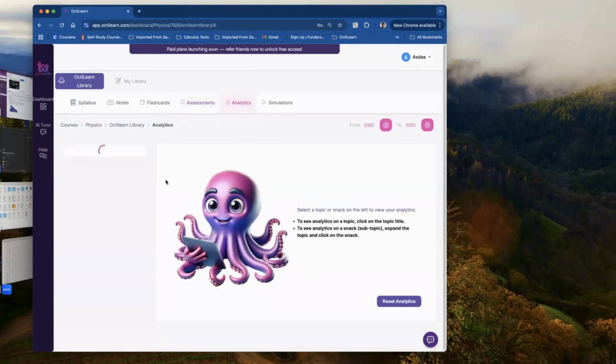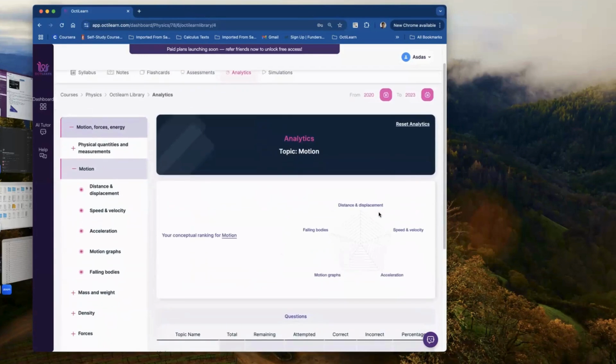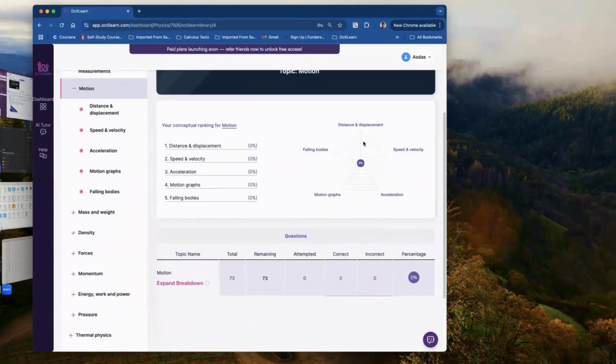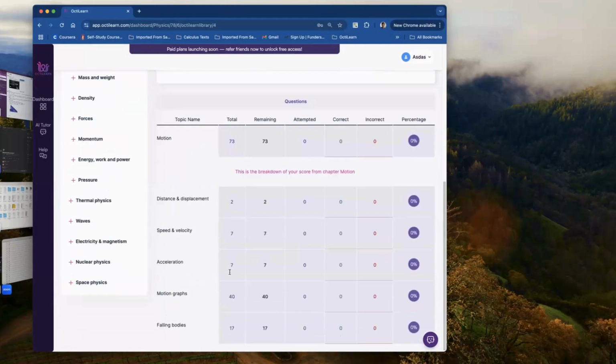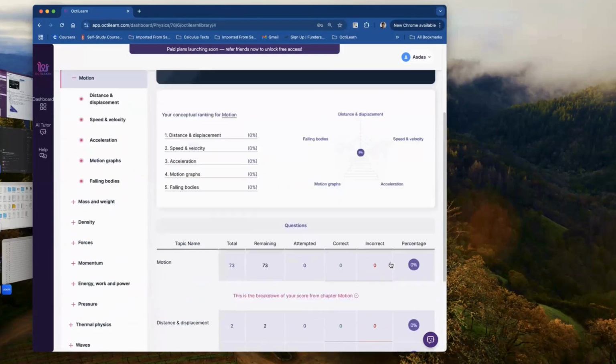When you go to analytics, it gives you a detailed view of your scores. For example, over here, it's going to show you your best to worst ranking. So it ranks all of the subtopics inside motion to tell you which ones you're doing better at and which ones you need to focus more on. The table is showing you the stats for motion. If you expand the breakdown, again, it tells you for each subtopic what your percentages are.